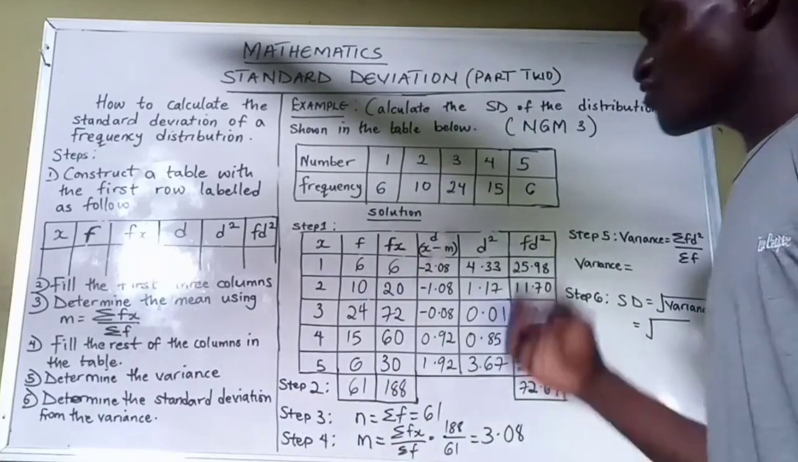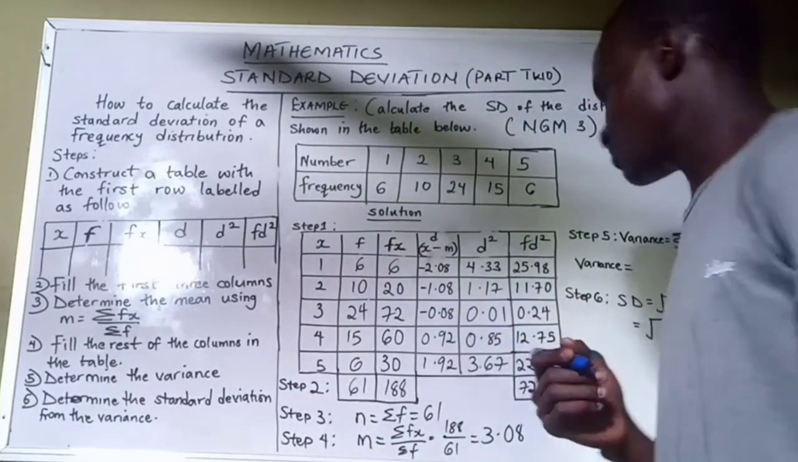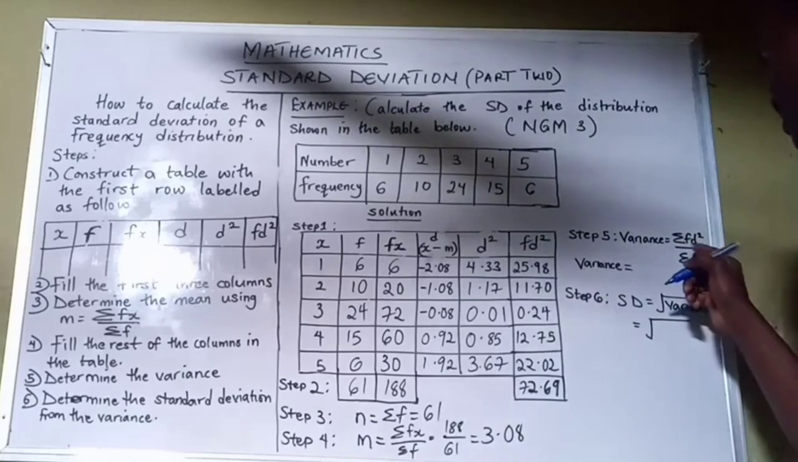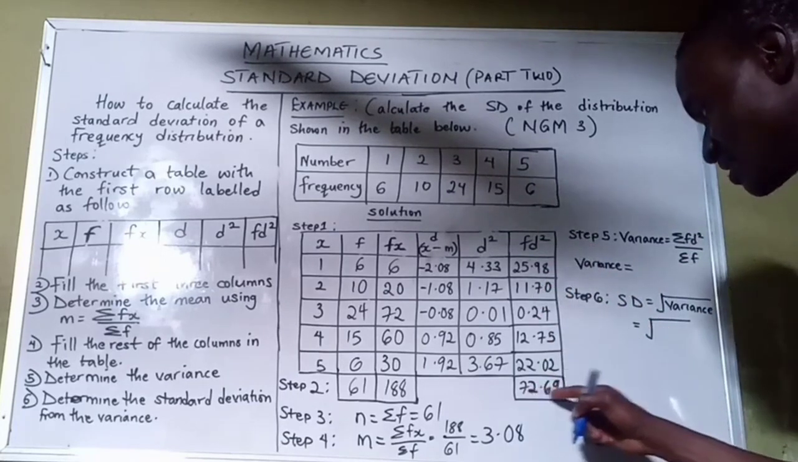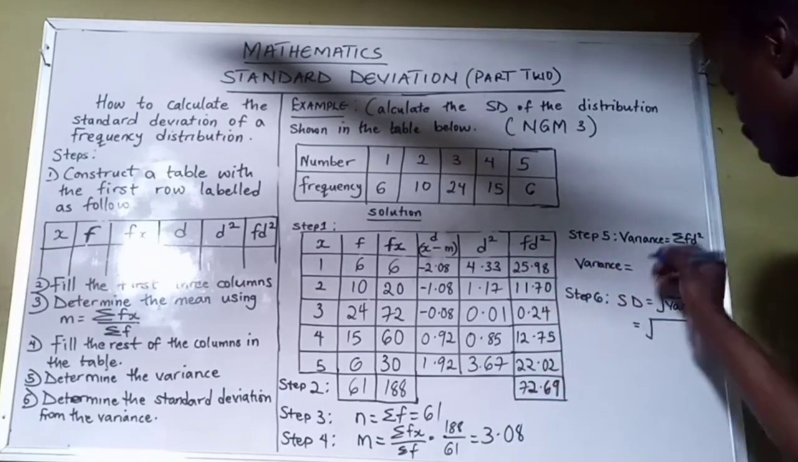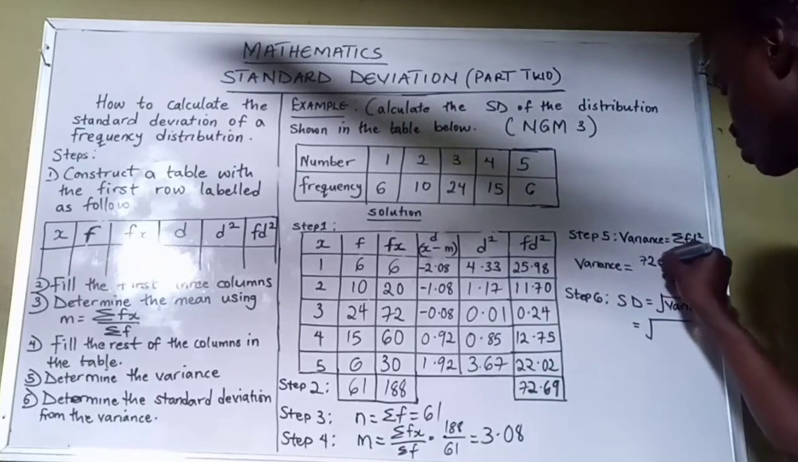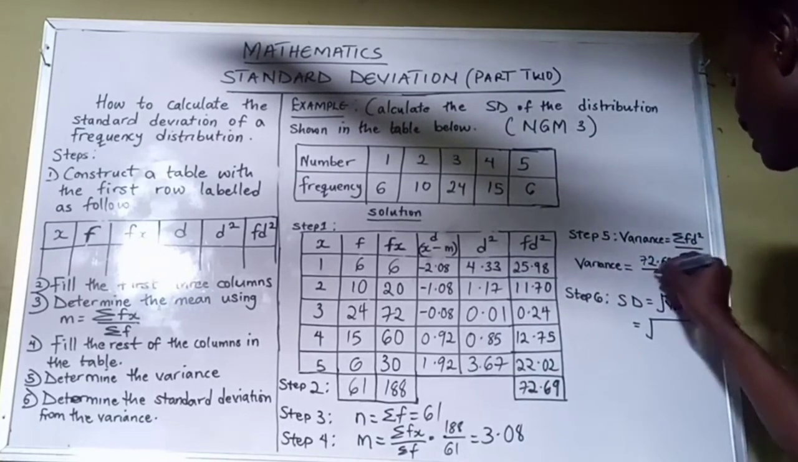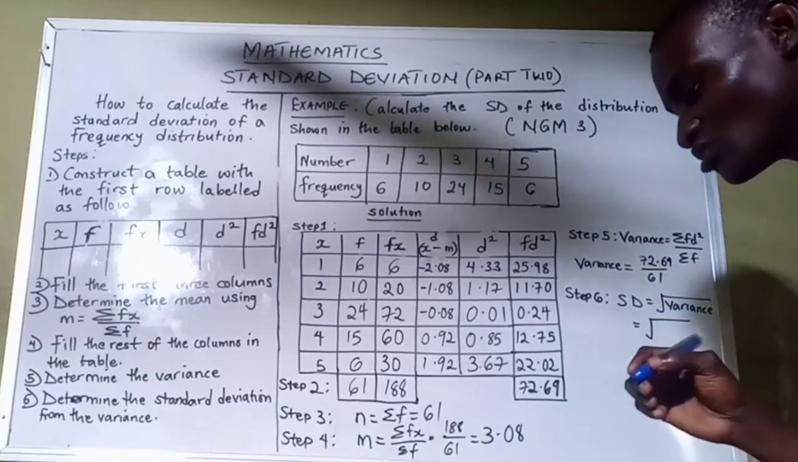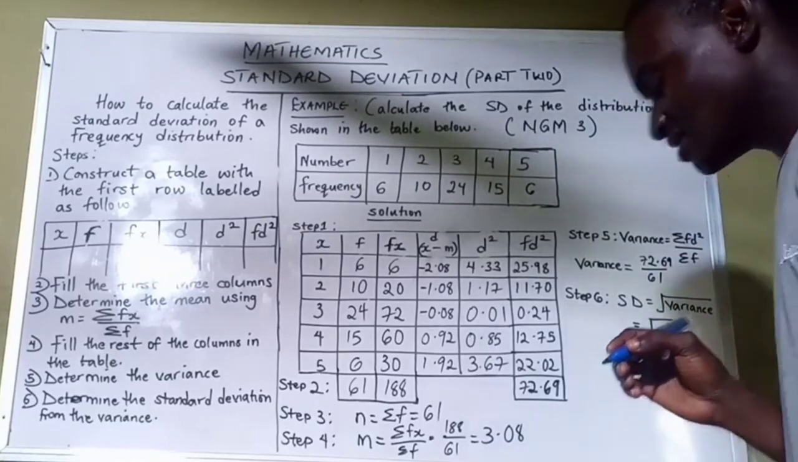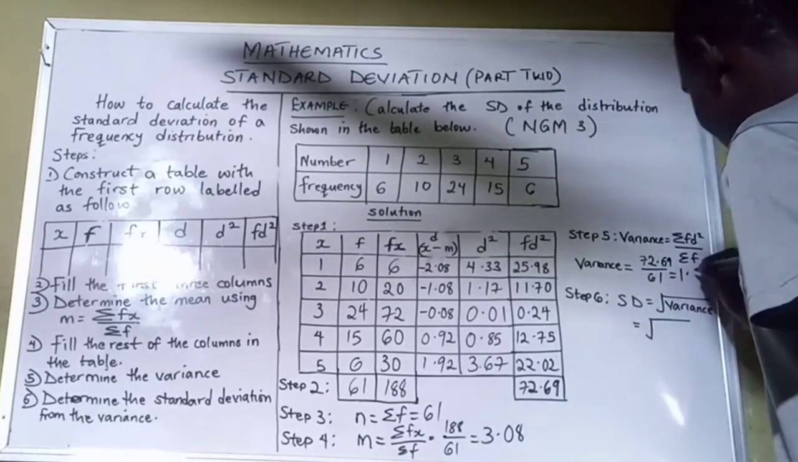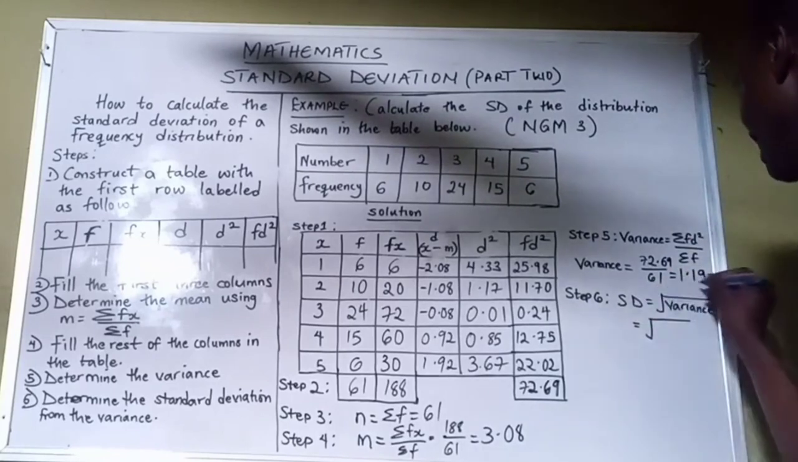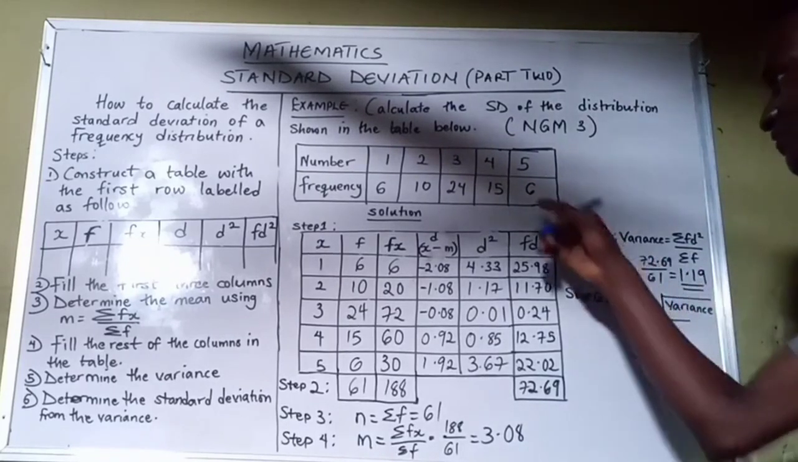Step 5 says we should calculate the variance of the distribution. The formula for calculating the variance of the distribution is summation f d squared divided by summation f. What is our summation f d squared? Which is the answer we have here, the addition of the f d squared. That gives us 72.69 divided by 61, which gives us a total of 1.19. This is the variance of the distribution given in this table.